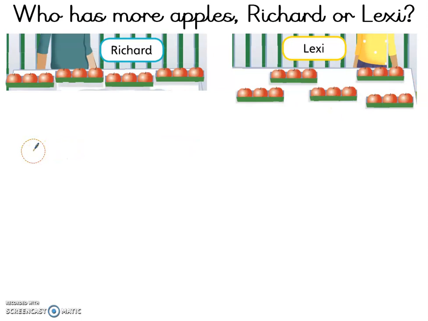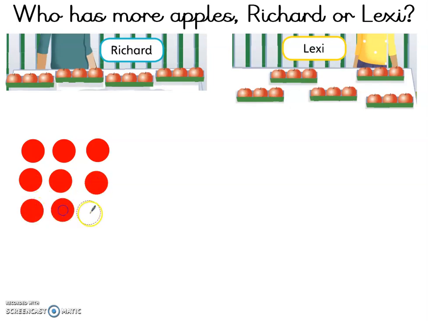So looking at Richard, I've got 1, 2, 3 apples in one set. And I've got 2, 3, 4. So in this case, Richard has got 4 sets of 3, or 4 lots of 3. And I've drawn that in my array, as you can see, just below.